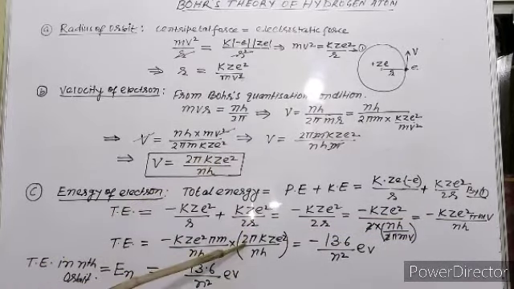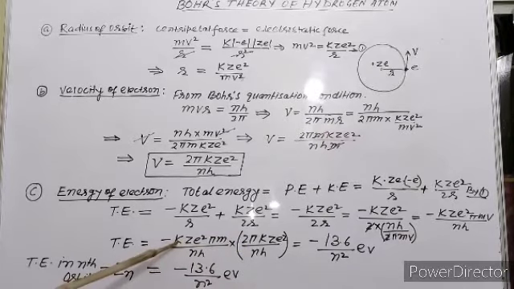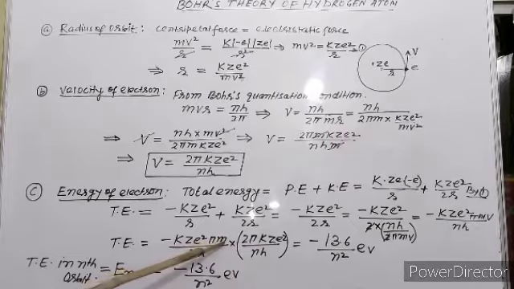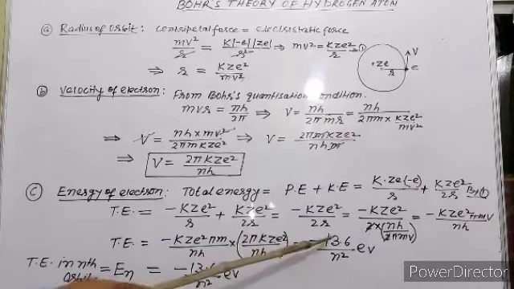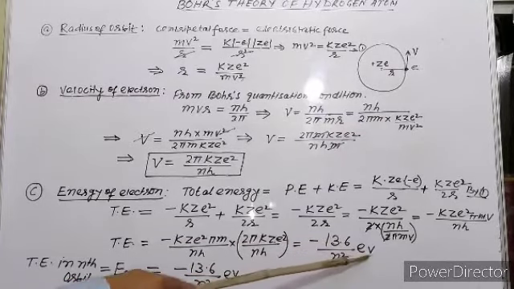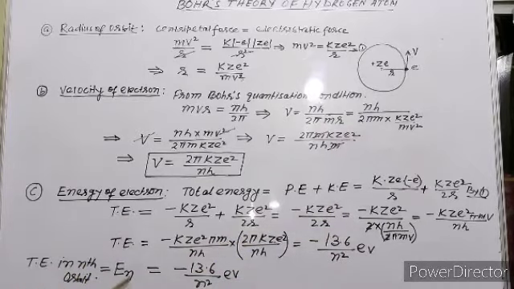After putting all the values, k is 9 into 10 to the power 9, Z the atomic number, e the charge on electron, the value of pi, m the mass of electron, 2 pi you know, k also you know, Z also you know, e, h that is Planck's constant. Every value you can put here, then you will get minus 13.6 by n square electron volt. So total energy in the nth orbit will be equal to minus 13.6 by n square electron volt.